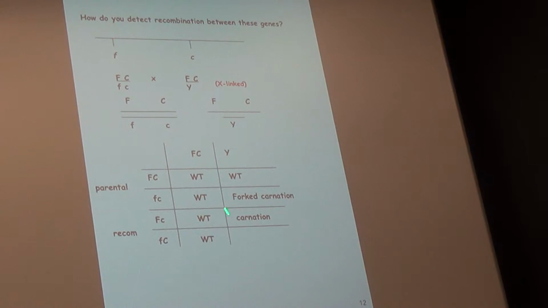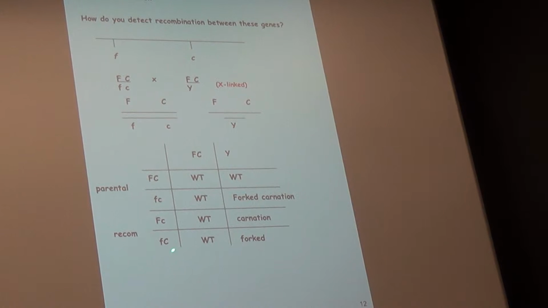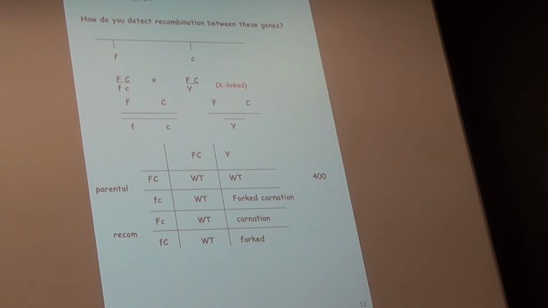Big F, little c over y, which is only carnation. And little f, big C over y, which is only forked. So here are your two recombinant classes. Here is the wild type class.